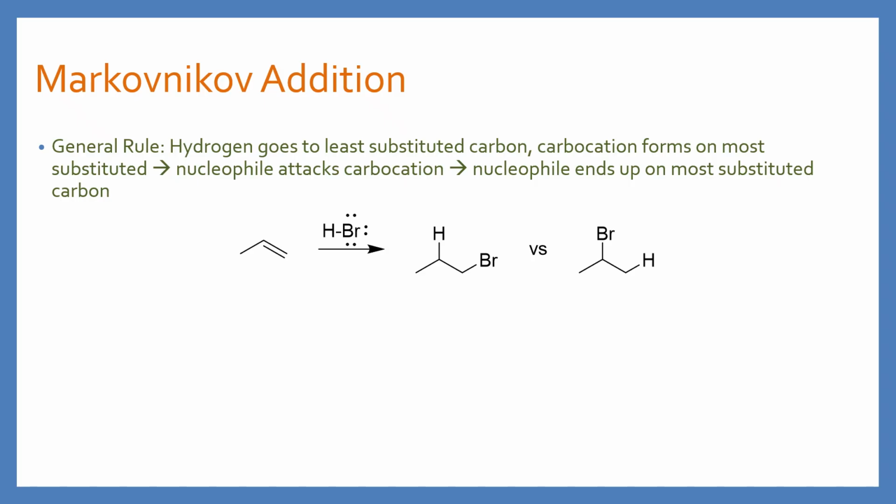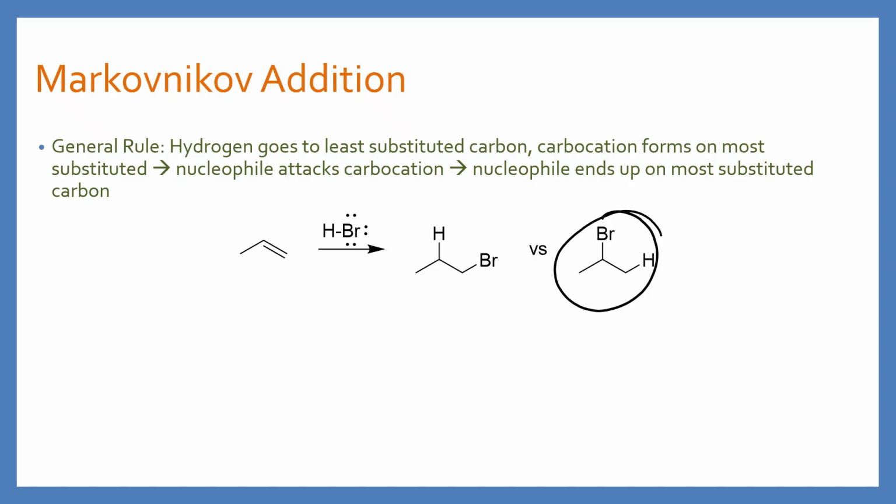Hydrohalogenation and hydration both follow this rule called Markovnikov's rule. That makes them a Markovnikov addition. And the general rule for a Markovnikov addition is that the hydrogen goes to the least substituted carbon. And the reason that it does this is that the carbocation ends up forming on the most substituted, which we know is more stable. The nucleophile attacks the carbocation, and then the nucleophile ends up on the most substituted carbon. So that's just a long way of saying this one. But let's draw out the mechanisms and talk about why in a little more detail.